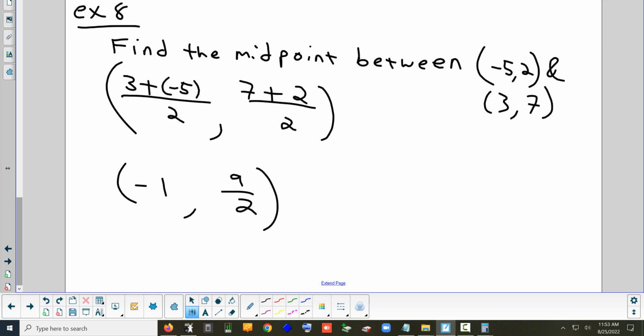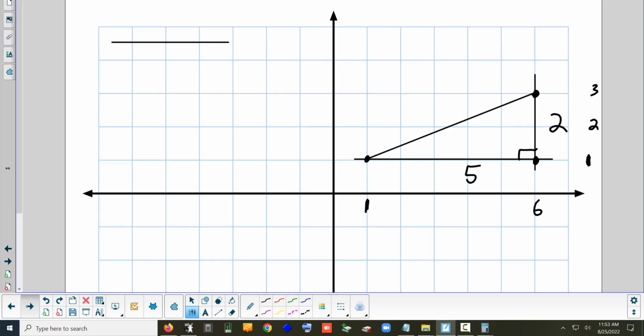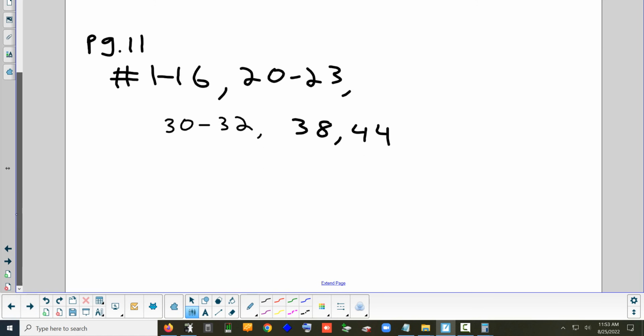All right, so a lot of different stuff. I would say most days we're going to focus a little bit more on one topic. That was like maybe 6 or 7 different topics, but a lot of review. So the homework is going to skip around because we did like 7 different things. So I'm going to give you like 1 or 2 of each type of thing that we did. Okay, so that's the homework for tonight. Doesn't skip around too bad, but it's a little bit. So 1 through 16, 20 to 23, 30 to 32, and 38 and 44.